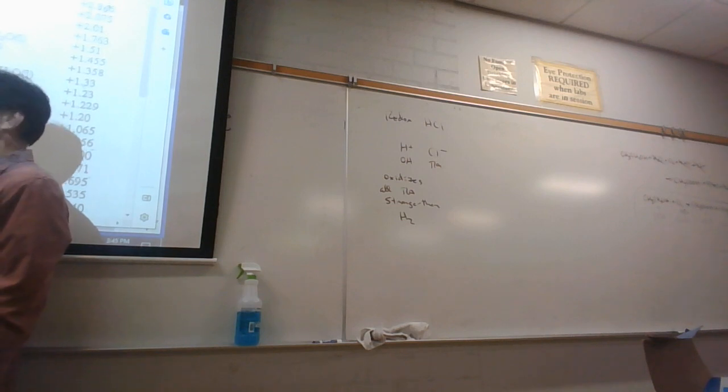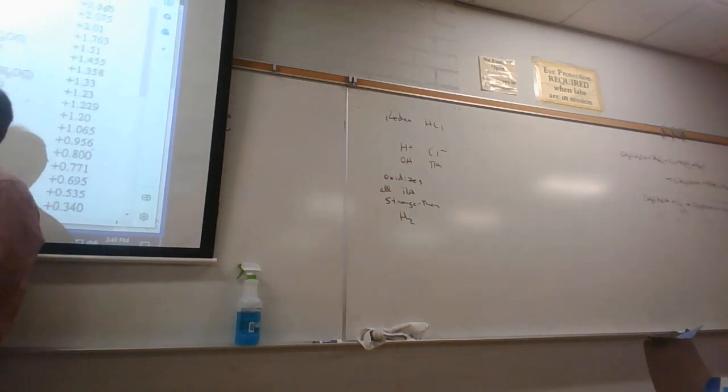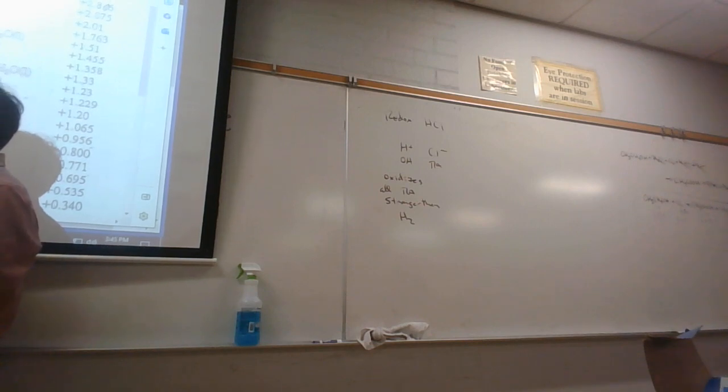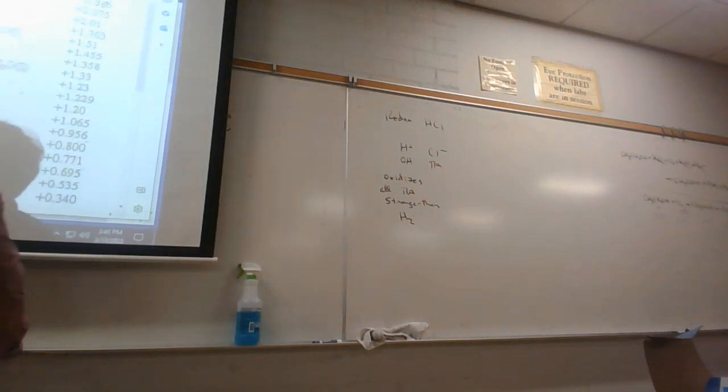Is PbO2 stronger than chlorine? PbO2 is lead 4 oxide. Or is dichromate stronger than chlorine? What's the strongest oxidizer? Fluorine. So which one's stronger, chlorine or lead 4 oxide? Lead 4 oxide. And so it's going to be lead 4 oxide.